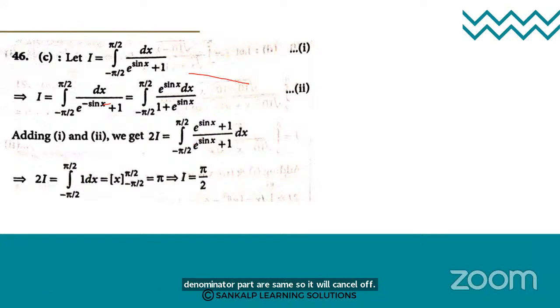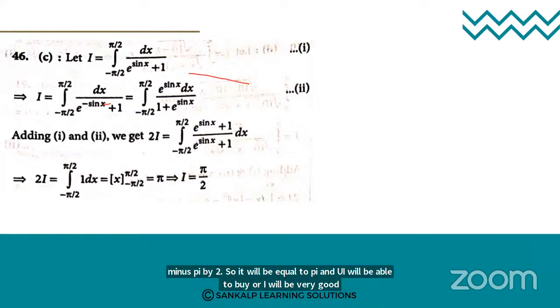The integrand will be equal to 1, and the integration of 1 will be x. On simplifying, we get pi by 2 minus minus pi by 2, so it will be equal to pi. So 2I will be equal to pi, or I will be equal to pi by 2. So pi by 2 will be the final answer.